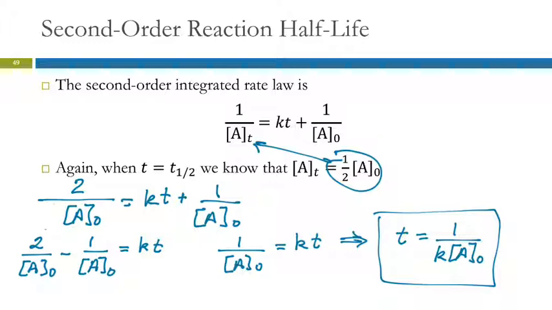So we had 1 over A_t, and we know that A_t is equal to 1/2 of A0, right? So I'm going to plug that in for 1 over A_t. So 1 over A_t is 1 over 1/2 of A0. You okay with that? Well, I don't like these compound fractions, fractions within a fraction, right?